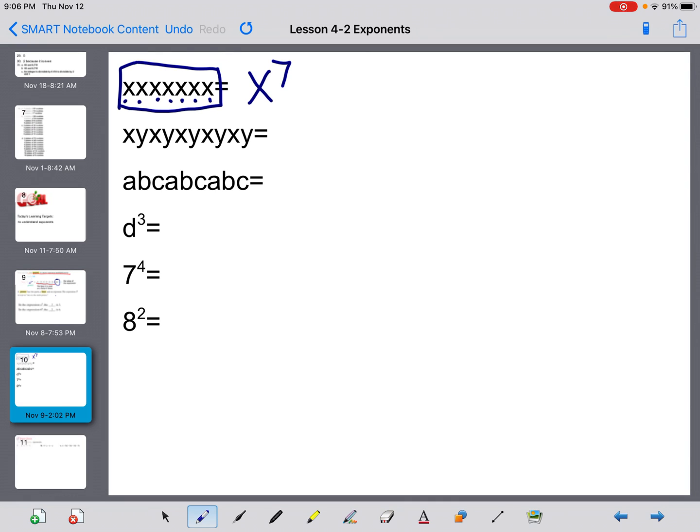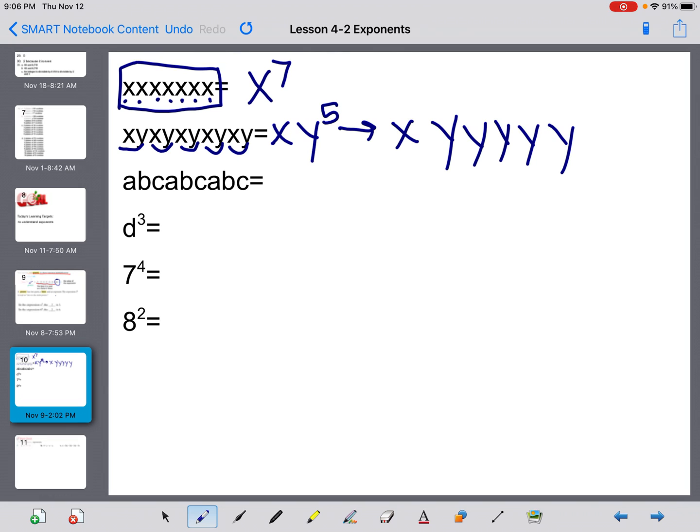Be careful of this next one. What's my base? XY. It's very tempting. I counted 5 XYs. It's very tempting to just put XY to the 5th. But you know what that actually means? 1 X and 5 Ys, which doesn't look the same as what we had earlier. So I actually have 2 choices.